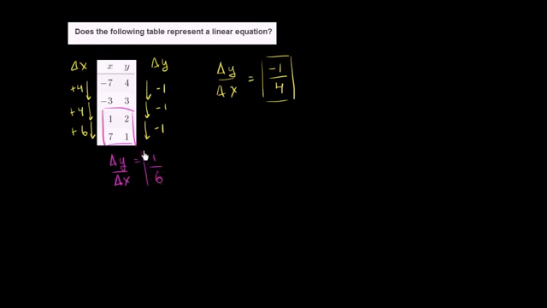So we have a different rate of change of y with respect to x. Because we had a different ratio between our change in y and change in x, this is not a linear equation. No, not a linear equation.